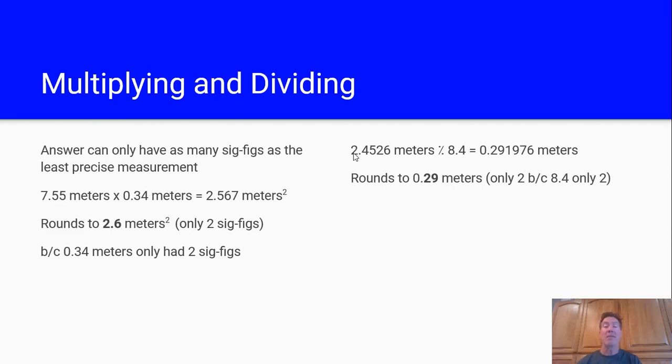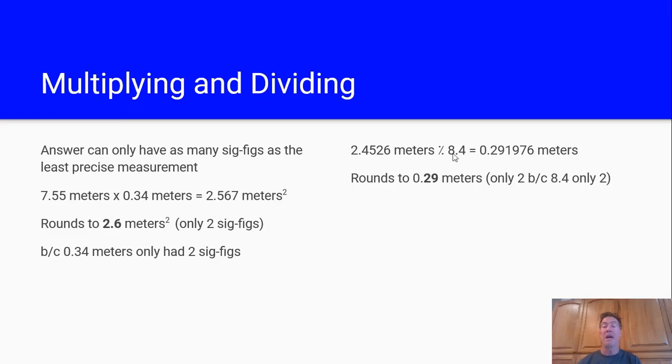Dividing, same thing. Here I have a number with 1, 2, 3, 4, 5 sig-figs, but I'm dividing by a number with only 2 sig-figs. So how many can I keep? I can't keep all 5 or even more. I can only keep 2. So again, do I round up or down? I look at this third number. It's 4 or less, so I round it down, and I just keep these last 2 numbers, 0.29.